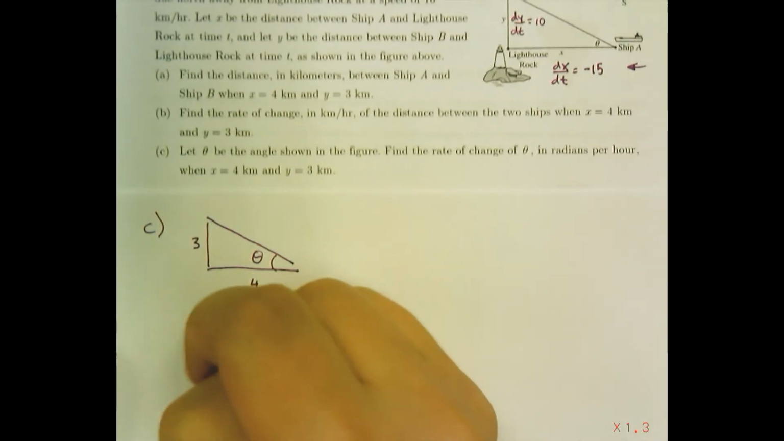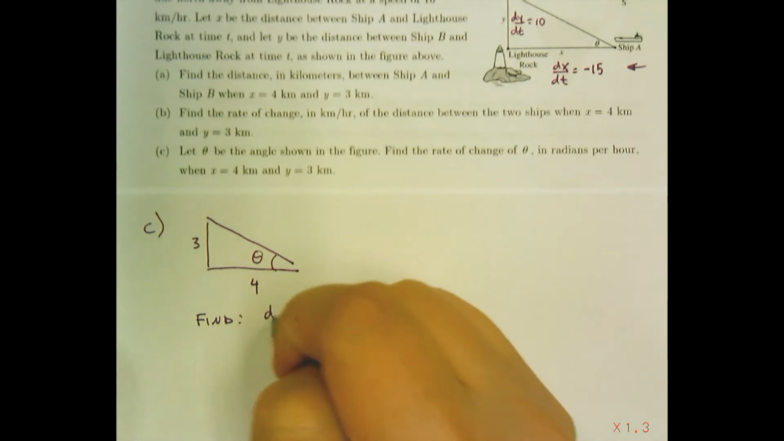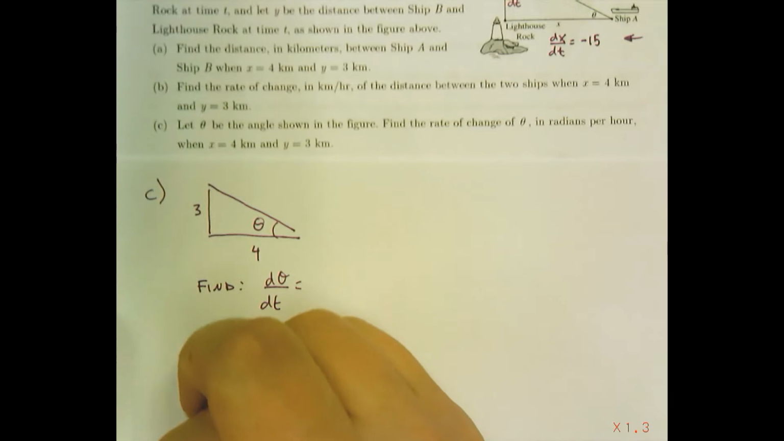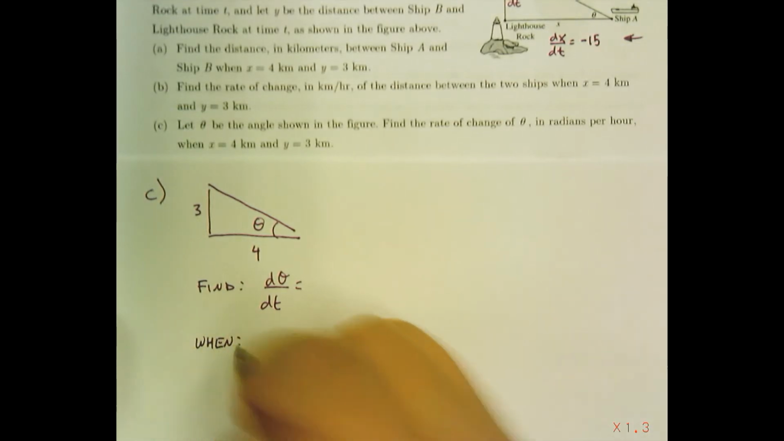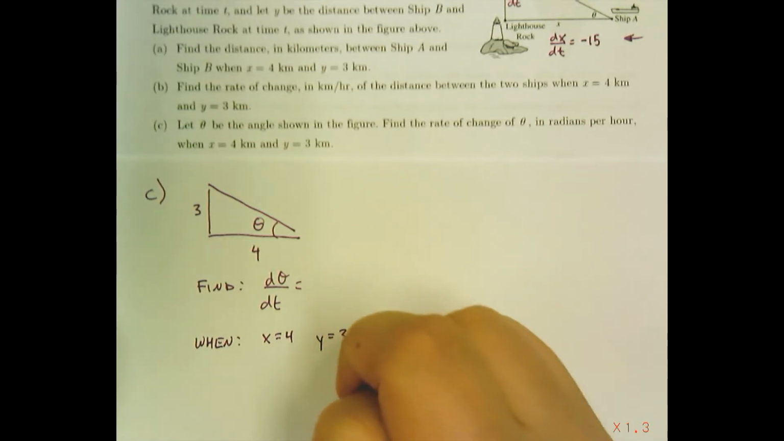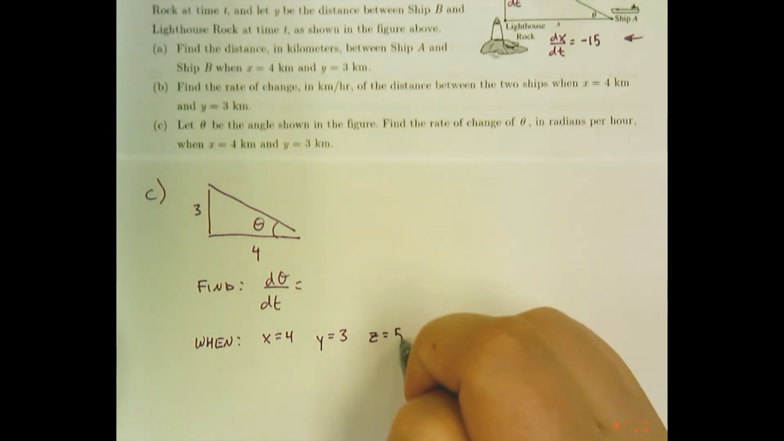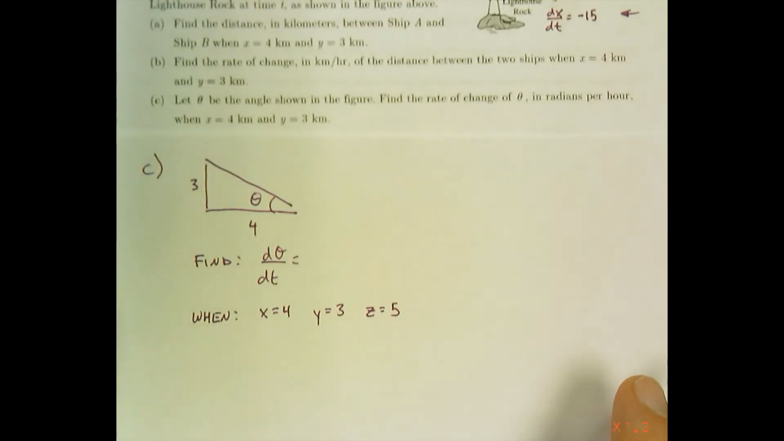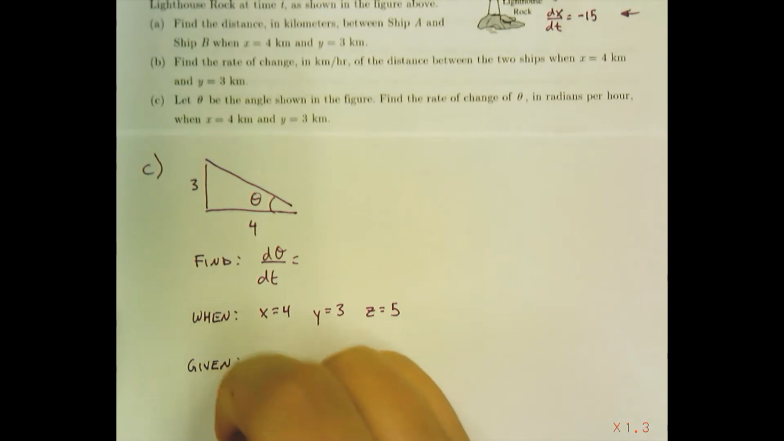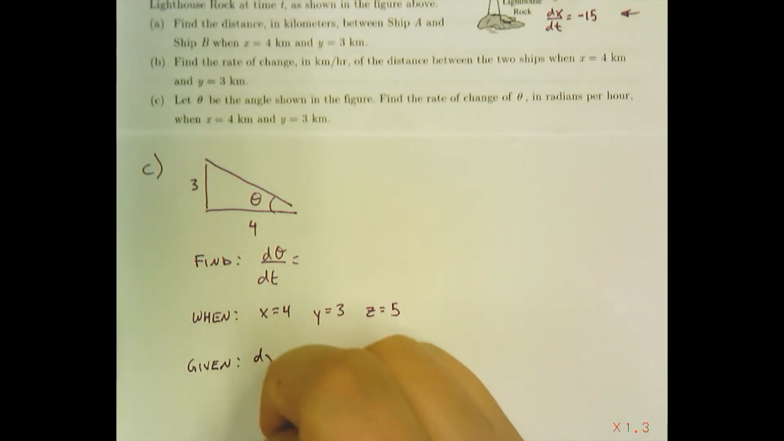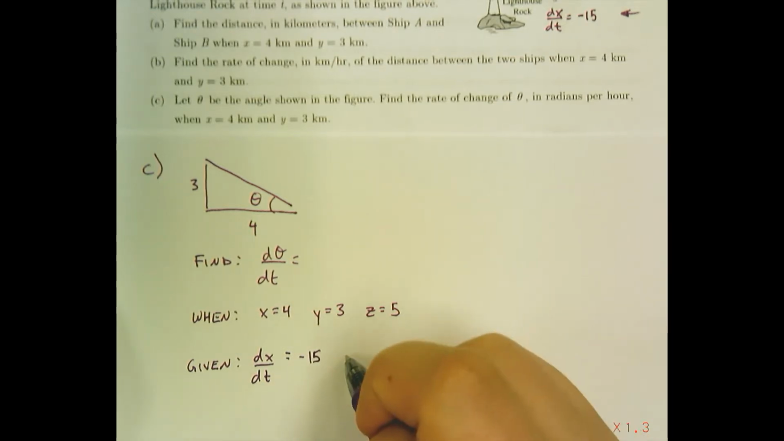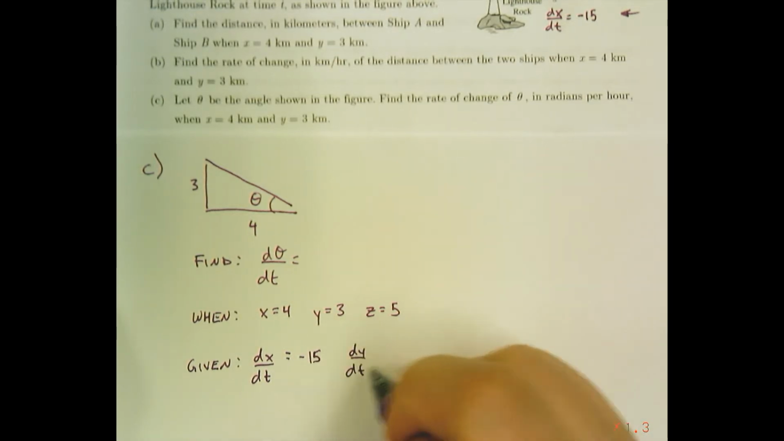So find d theta dt. And when are we doing that? It's the same snapshot moment. It's when x is 4, y is 3, and then we'll continue with z equaling 5. Given, and the rates that were given are the same, dx dt is equal to negative 15, and dy dt is equal to 10.